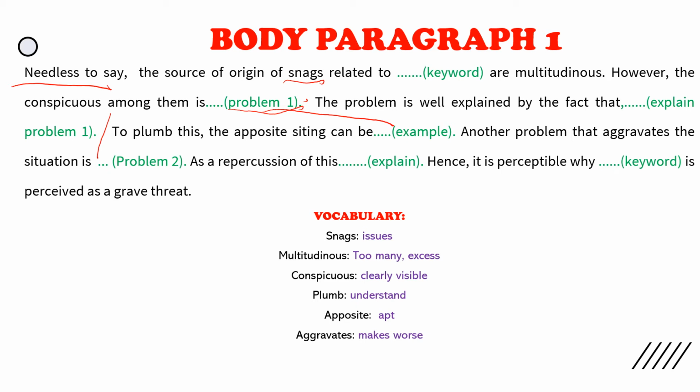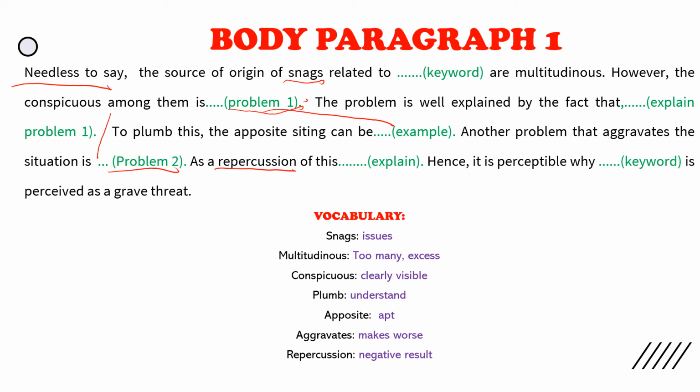After giving proper justification to problem 1, I am going to move to my problem 2. "Another problem that aggravates the situation is..." Okay, so another problem that makes the situation worse is my problem 2, maybe a breathing issue or something like that. "As a repercussion of this..." Okay, a negative repercussion means a negative result of this problem. As a repercussion of this, you are going to explain how this is a problem, or how this results in something worse which is very difficult to bear. So you are going to explain it.